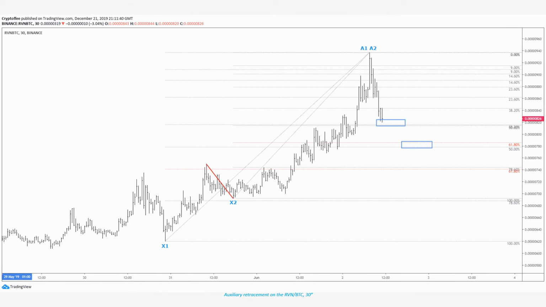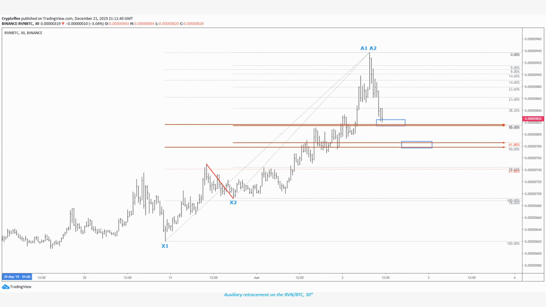As shown in this example, price nearly reached the first of two support clusters. After the deepest correction, an auxiliary retracement was constructed in the trend X1A1 at the minimum point X2. Two key clusters were defined. The first consists of the 38.2 and 50% levels, and the second of the 50% and 61.8 levels.